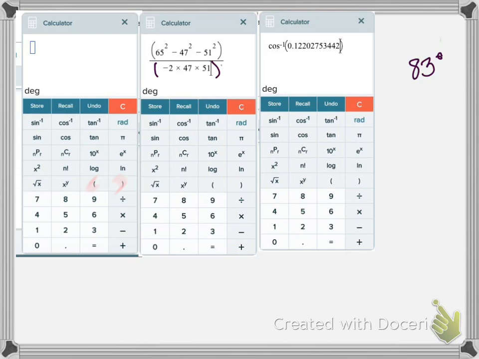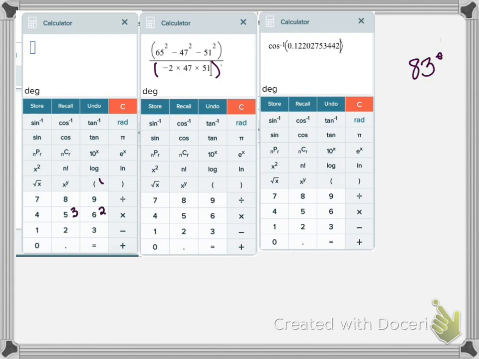So be super careful about that. The first thing that I'm going to do is hit a parenthesis. That is the first thing that I hit when I am inputting this. Then I'm going to hit the 65.